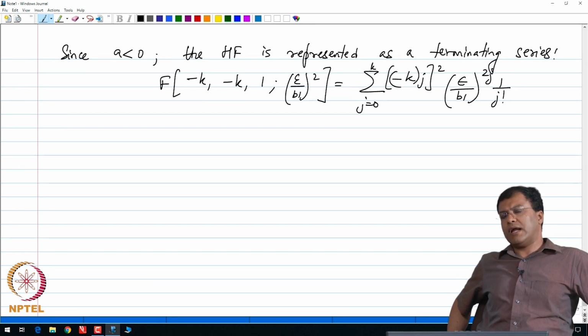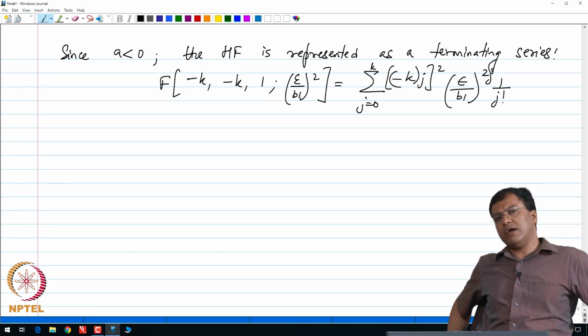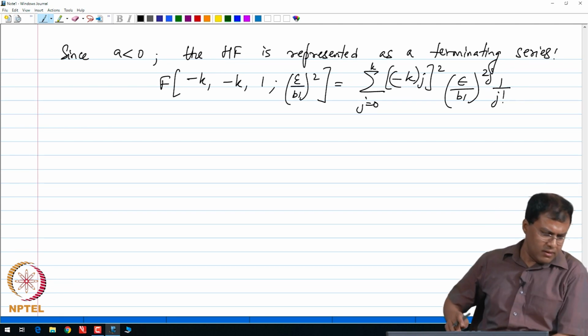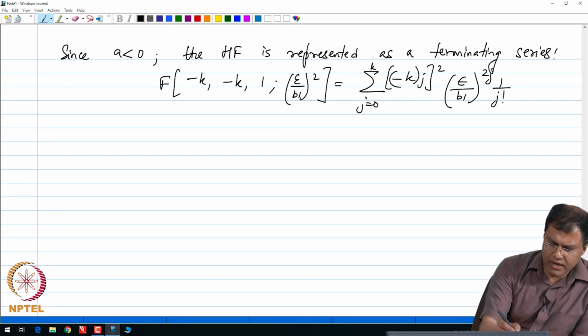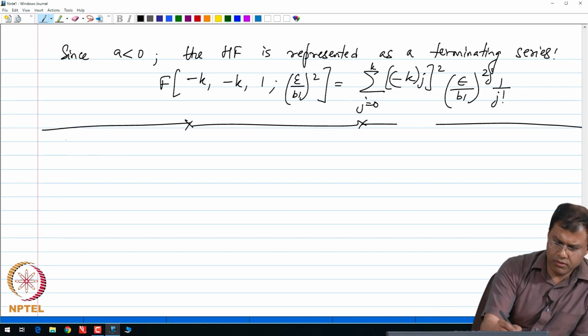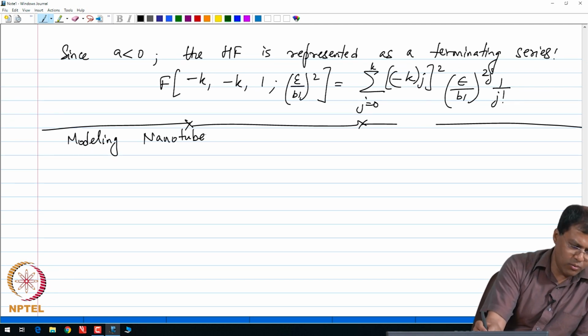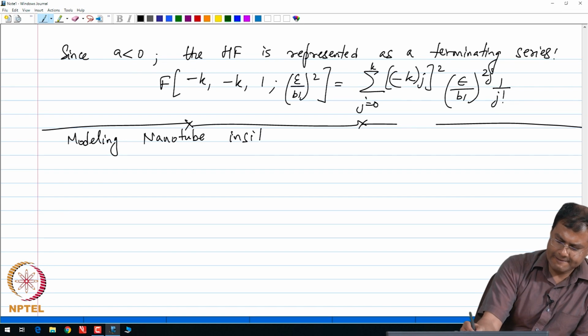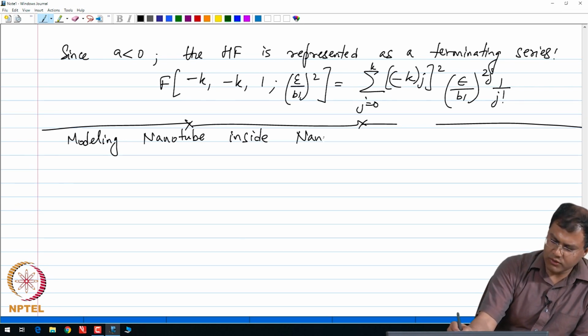So, I am going to describe this model first by standard Newtonian mechanics, and then later on I am going to describe the same model using our variational calculus and to come up at the same result that we began with. Okay. So, we are going to start our description of the model of the oscillatory nanotube. So, modeling nanotube inside nanotube oscillator.